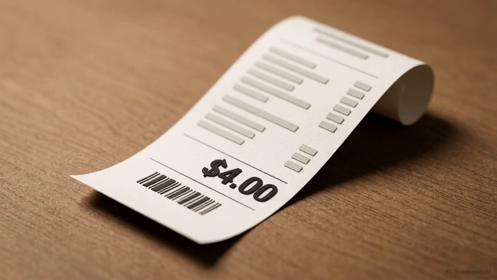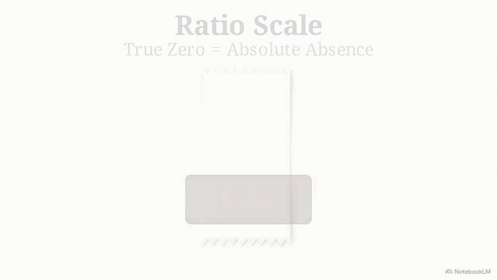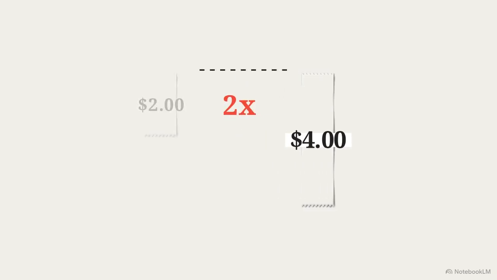Look at a customer paying their final bill, exactly $4. This is ratio data. When the total on a receipt hits $0, it signifies the absolute absence of money. There is nothing left. Having a true zero changes what we can calculate. Because the baseline is real, we can finally determine proportions. We can say with total mathematical certainty that $4 is exactly twice as much as $2.